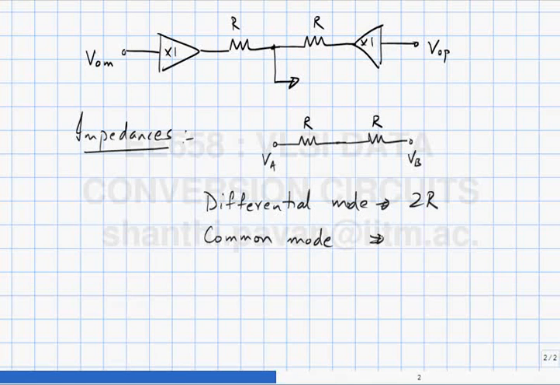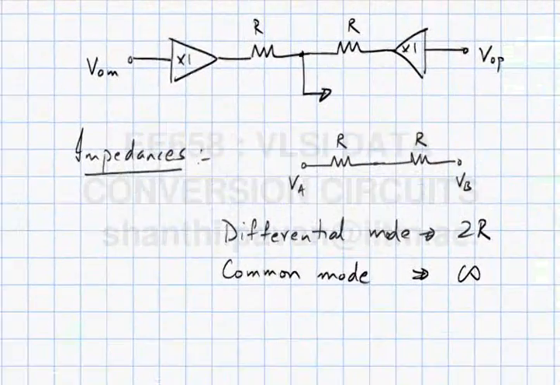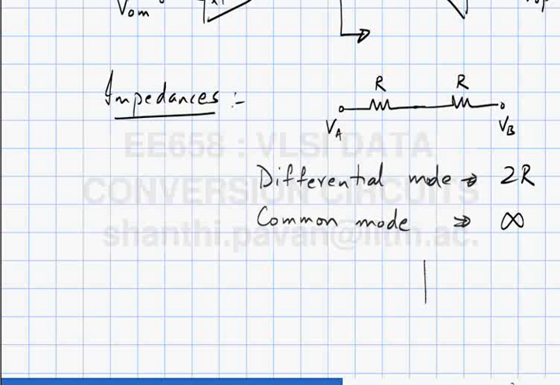The idea behind this discussion is just to motivate the fact that when you have a network, you can have different impedances for differential mode signals and common mode signals. So if VA and VB were excited in a common mode fashion, in other words, if both of them moved up by the same amount, what would be the current flowing in? 0. So what is the common mode input impedance? This is infinity.